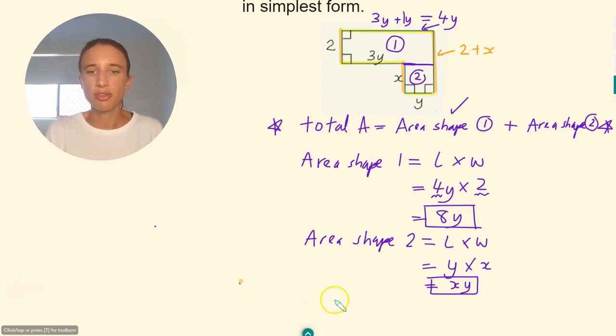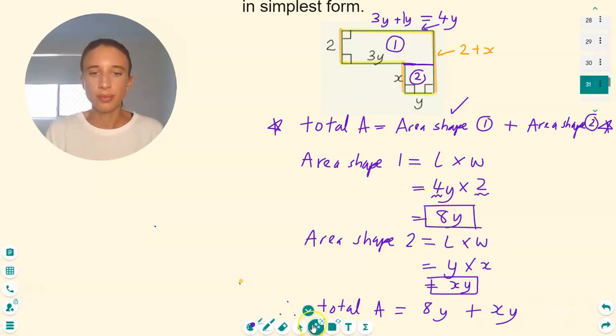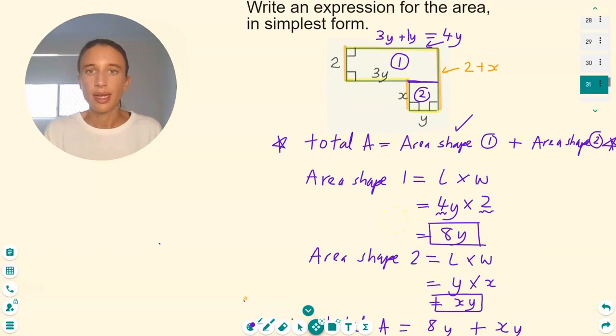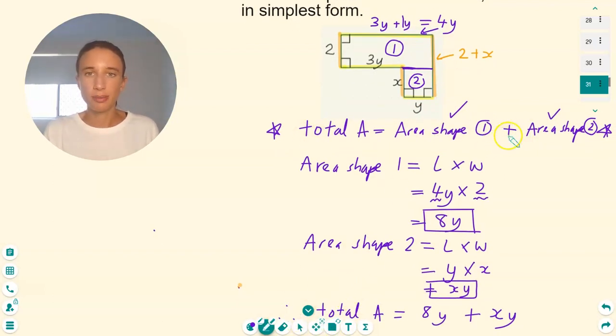We're coming back to our overarching formula. Therefore, total area equals the area of shape 1, which we found to be 8y, plus the area of shape 2, which we found was xy. And then we see, can we simplify it further? Because we need it in simplest form. They're not like terms. y and xy are not like terms. If it was y and y, sure you could, but unfortunately not. So this is the expression for the area of an irregular shape. Just have a plan and then find each of them separately, and then remember to go back and substitute into that formula at the beginning that you made.